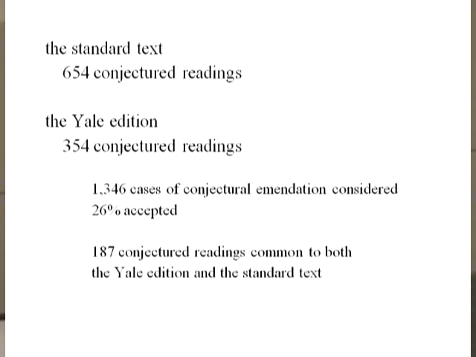In all, in Volume 4, I considered about 1,300 or so conjectural emendations, suggested ones, and so forth. About 1/4 are accepted. It's also worth noting that when we compare the Yale edition with the 1981, there are 187 conjectures that we agree on. So there is considerable agreement.